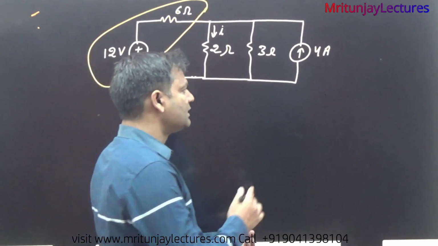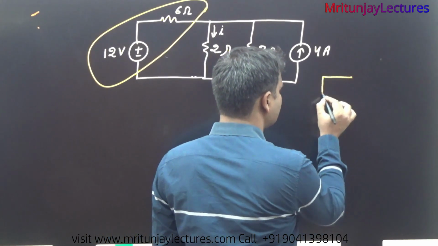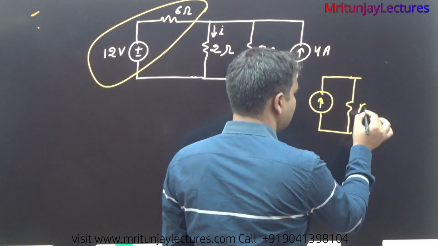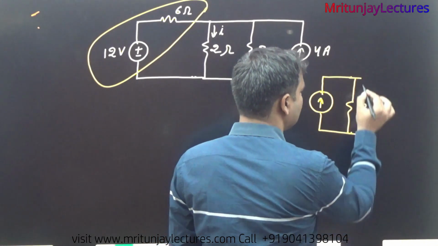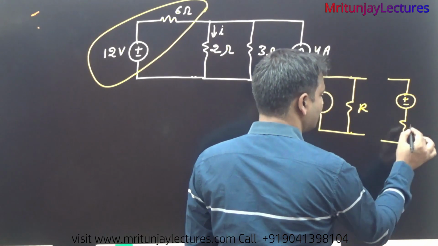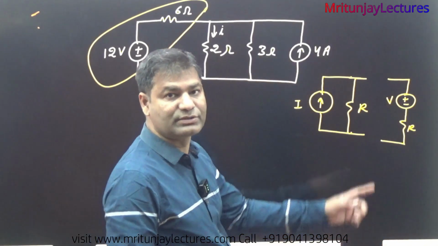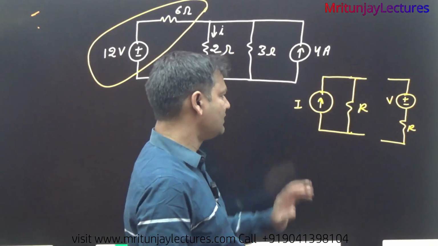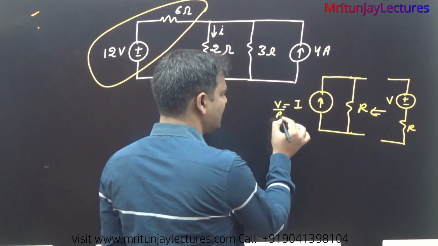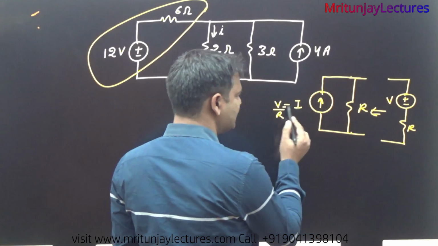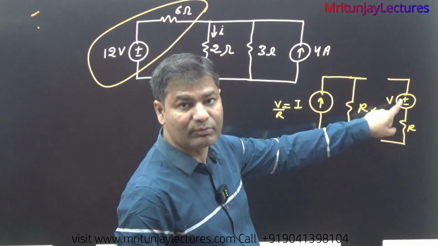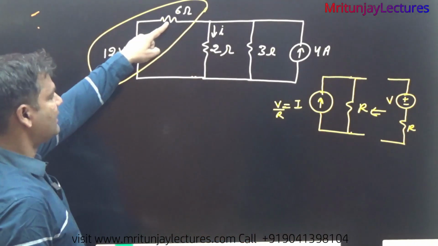What about a current source? I have already discussed: if a current source with R is given in any circuit, then that is converted to a voltage source like that, or if a voltage source is given like that, then it is converted into a current source. Then V is written as I times R, and I is written as V by R. So here a voltage source V and R are given.